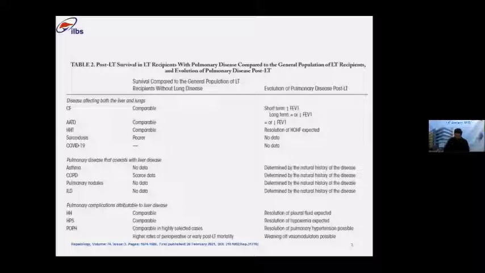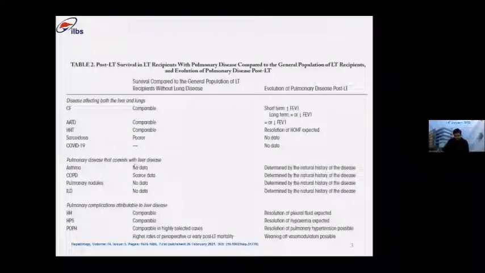CLD patients undergoing transplantation without having hepatic hydrothorax and hepatopulmonary syndrome. Resolution of fluid is expected in hepatic hydrothorax. Resolution of hypoxemia is expected in hepatopulmonary syndrome. But in portopulmonary hypertension, the results of post liver transplant are comparable in highly selected settings, and higher rates of perioperative or early post liver transplant mortality are observed in cases of moderate hypertension.